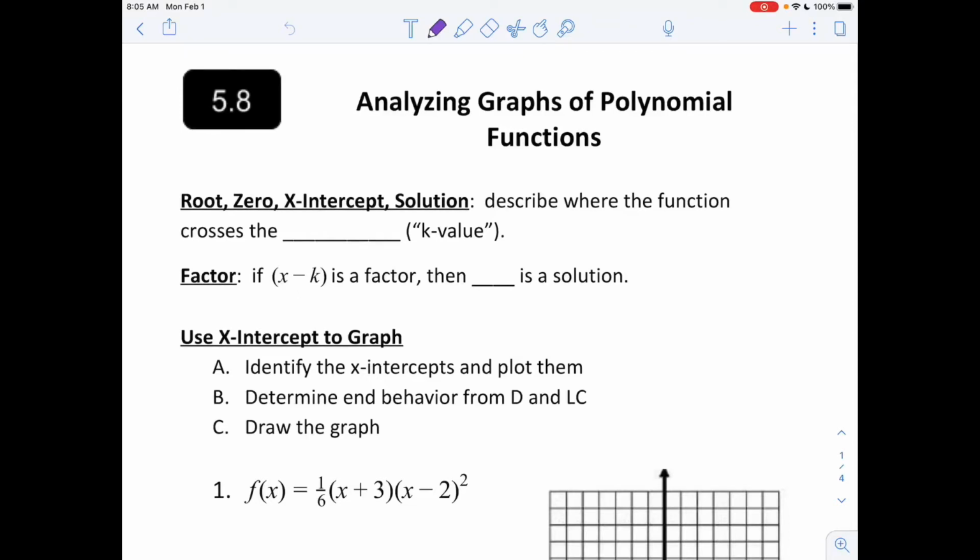Hey everybody, today we're going to be talking about lesson 5.8, analyzing graphs of polynomial functions. And the first thing I want to do is remind you of some vocabulary terms. Anytime I use the terms root, zero, x-intercept, or solution, those all mean the same thing. Those are the answers to our polynomial functions, and it's where the function crosses the x-axis.